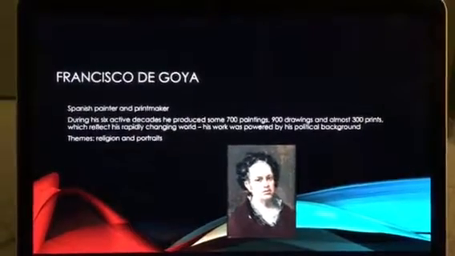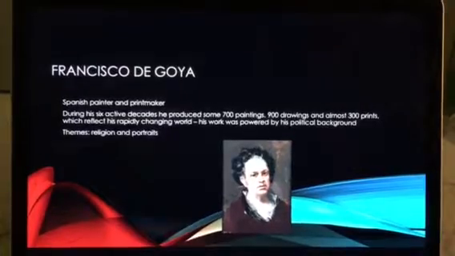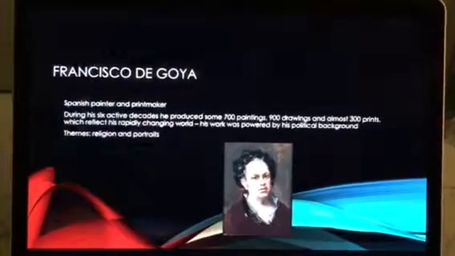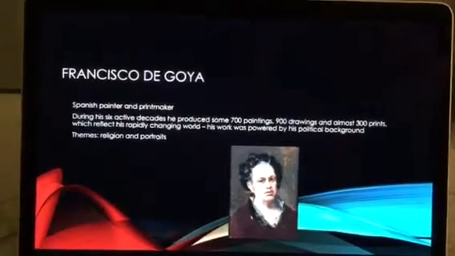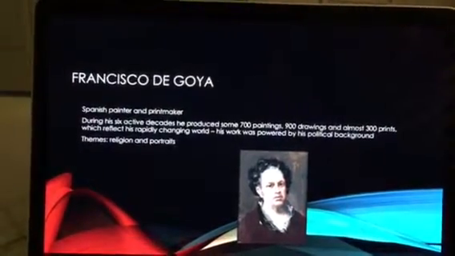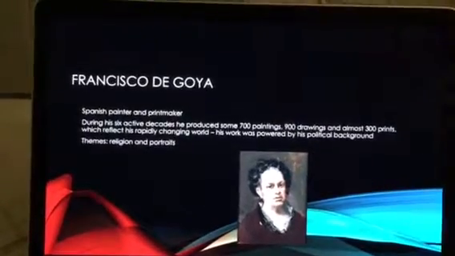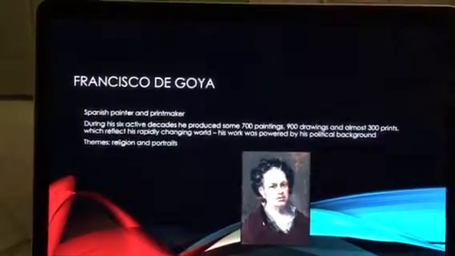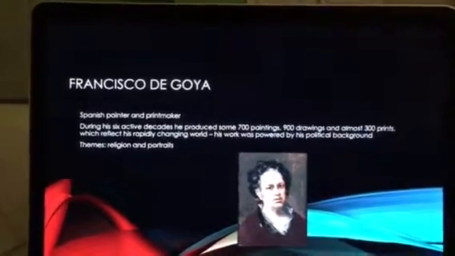Francisco de Goya was a Spanish painter and printmaker. During his time as an artist, he created about 700 paintings, 900 drawings, and almost 300 prints, which reflect his political views. His work was powered by his political background. He was involved in the Supreme Court of Spain.